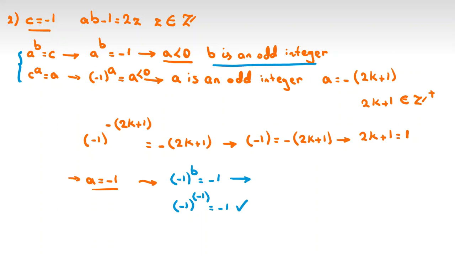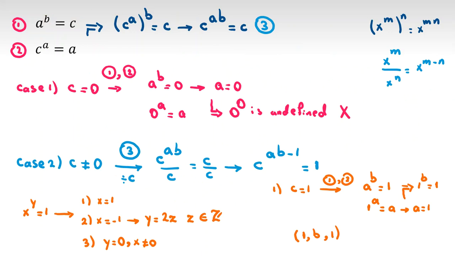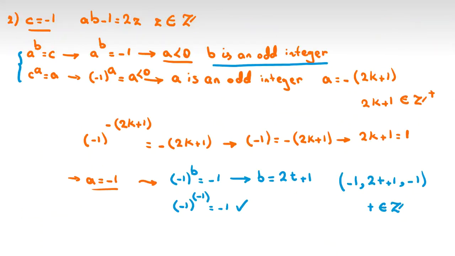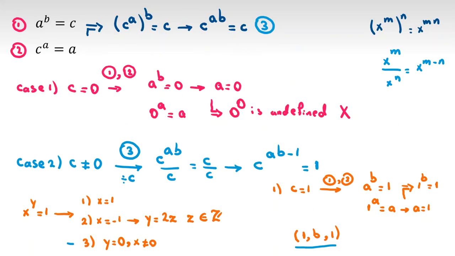We said b is an odd integer. So yes, if you consider any odd integer, it will be okay. So b should be, for example, 2t plus 1. So here is the answer: a is negative 1, b is 2t plus 1, where t is an integer, and c is negative 1. Then you can check it satisfies. So we've considered two cases and we've reached two answers. This answer and this answer. So let's focus on the third case.